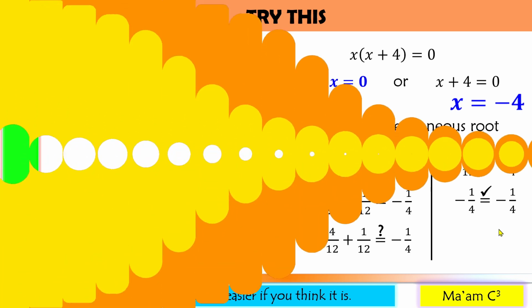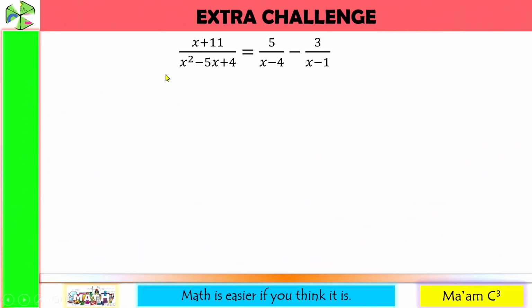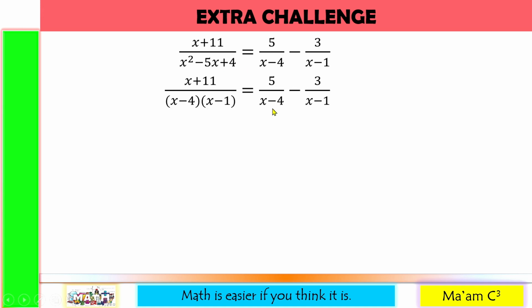Let us do extra challenge. Here we are going to determine first the factors of x squared minus 5x plus 4. And we have solved this earlier. The factors are x minus 4 times x minus 1. x minus 4 here, I already have 1 x minus 4 here. x minus 1, I already have 1 x minus 1. So our LCD is the product of x minus 4 times x minus 1.